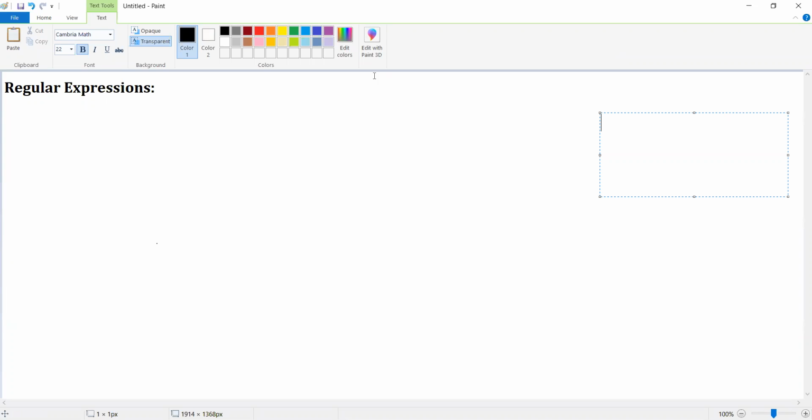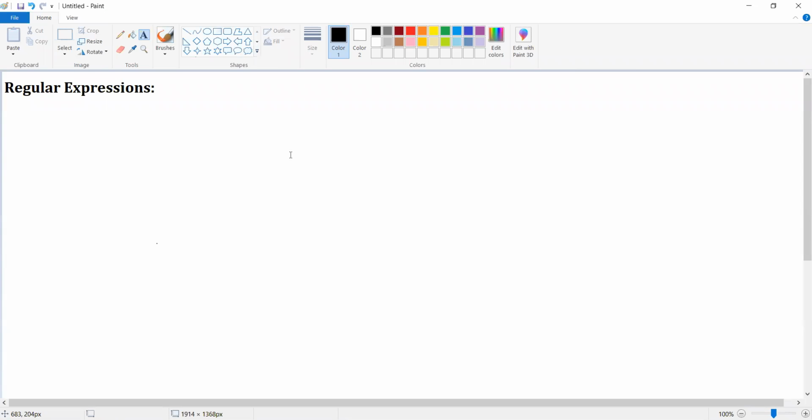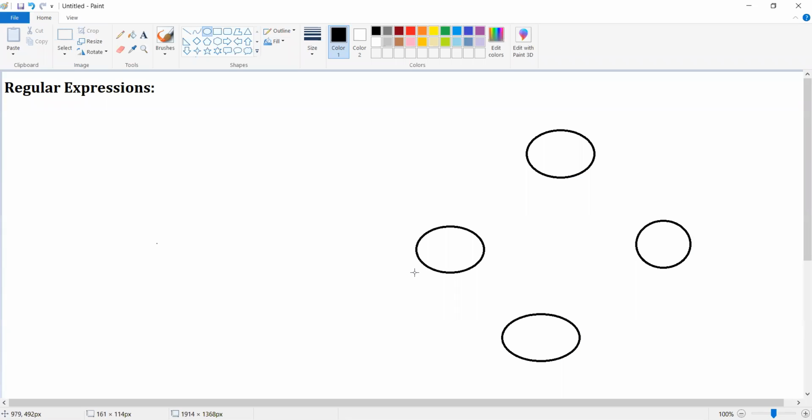Good morning, all. Our today's topic is on regular expressions. Before going to discuss regular expressions, there was a small cyclic diagram. Let me tell you what that cyclic diagram is. Please try to understand that. We have something like this: one thing, then second, third, and then fourth.